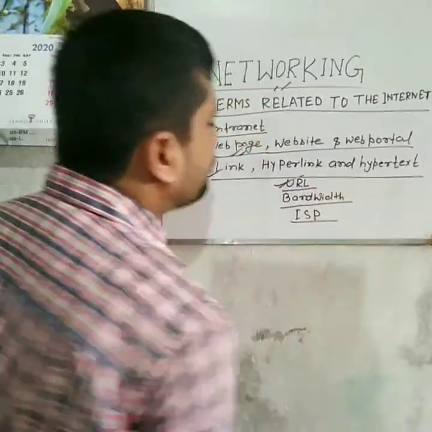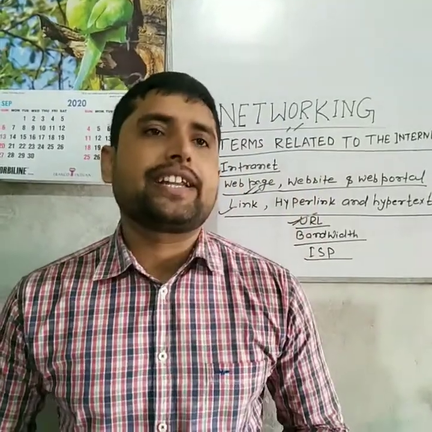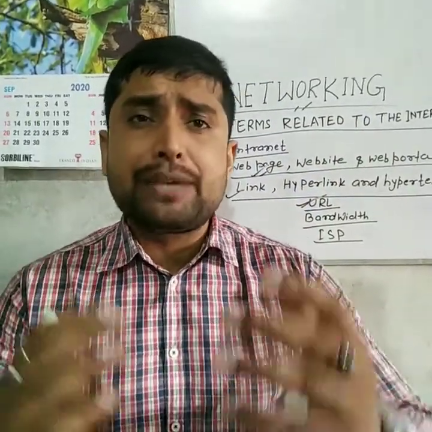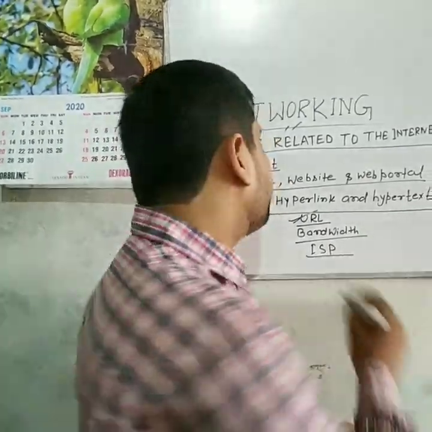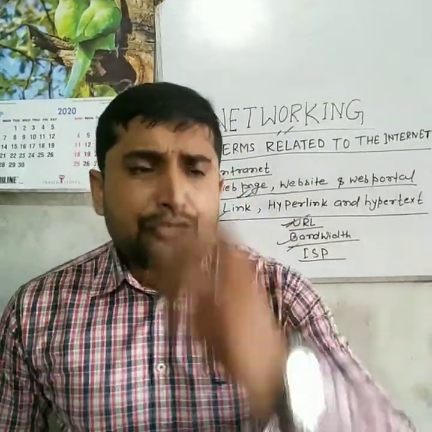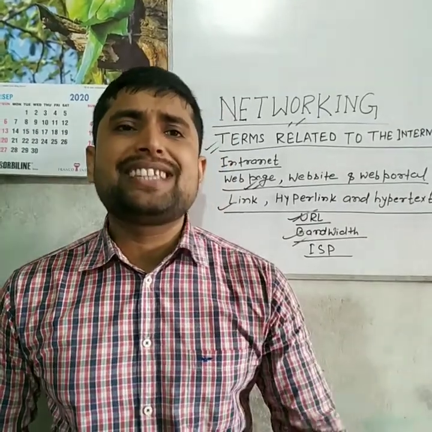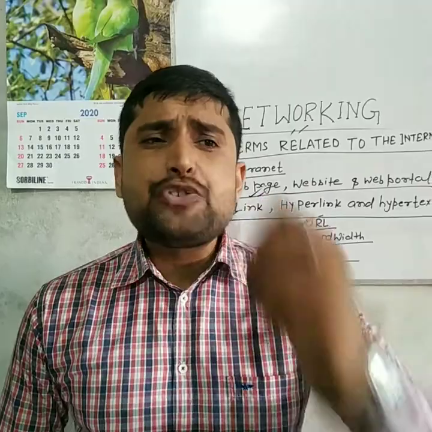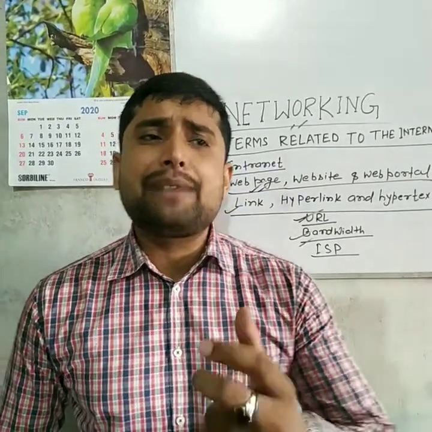Next one is URL. URL stands for Uniform Resource Locator. A URL refers to the address of a specific website on the internet. Next one is bandwidth. What is bandwidth? It refers to the maximum amount of data that can be sent in a fixed amount of time. It is mostly measured in units of bits such as megabits per second, gigabits per second.